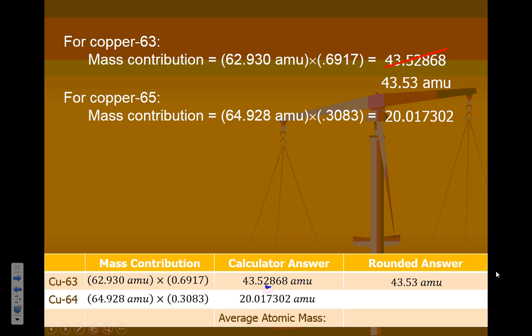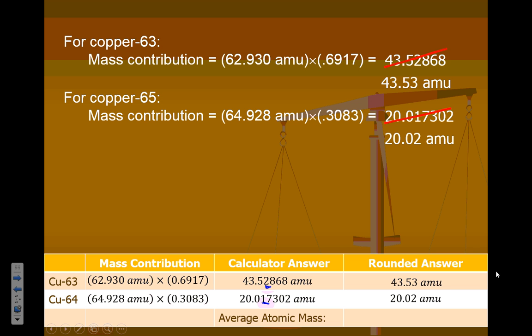Once again, 5 sig figs, 4 sig figs, we're going to have to round to 4. So in this particular case, we're rounding at the 1. Next digit is 7, so I'm going to round up to 20.02 AMU. Now I have calculated the mass contribution of each isotope.